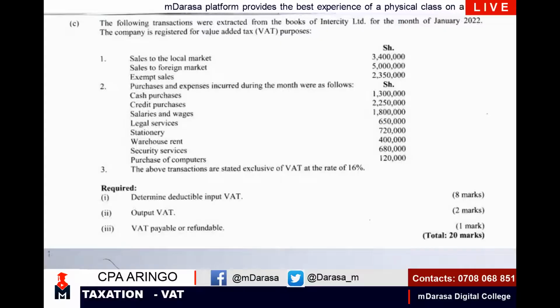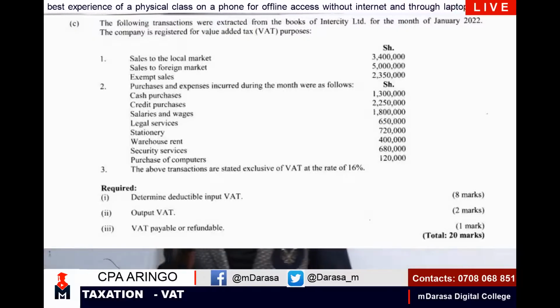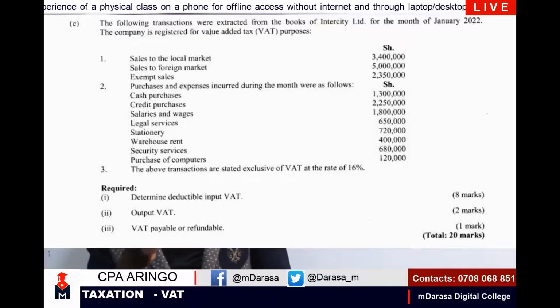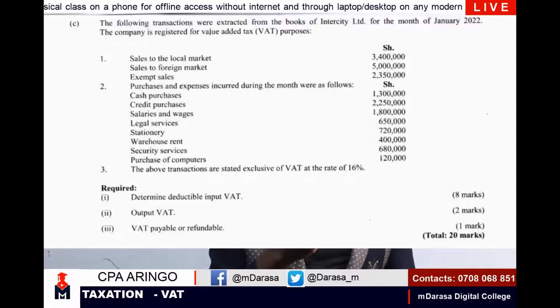Okay? So these are what you are told, that the following transactions were extracted from the books of Intercity Limited for the month of January 2022. The company is registered for value-added tax purposes, that is VAT. Number one, we are told that sales to the local market amounted to 3.4 million. Sales to foreign market amounted to 5 million. Exempt sales I'm given 2350.